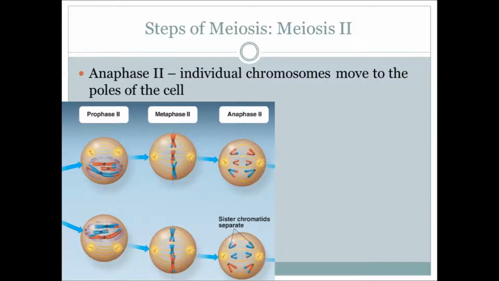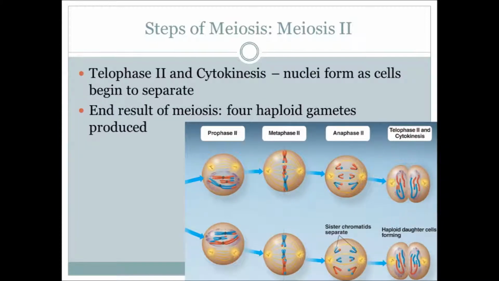Alright, now we're finally at telophase 2 and cytokinesis. This is the final stage of meiosis. Hooray! This is when nuclei form as the cells begin to separate out from one another. So the end result of meiosis 1 was two cells, and each of these cells formed two new cells during this telophase 2 and cytokinesis. Alright, we did it! We're almost at the end, guys.